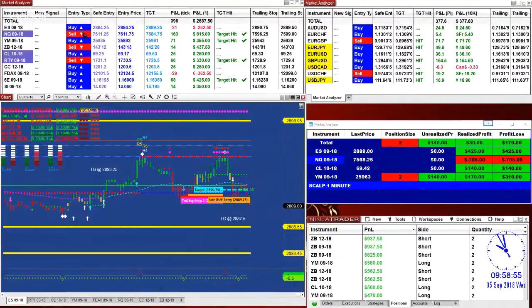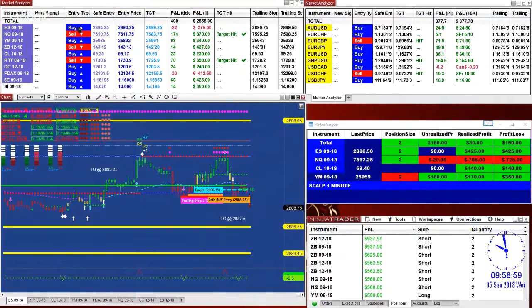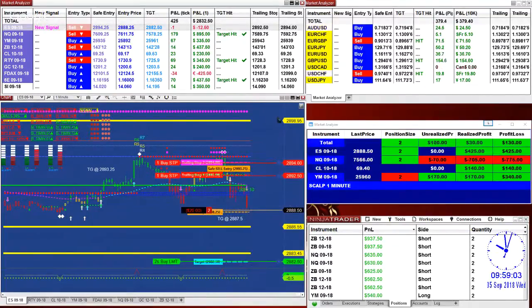Nasdaq, we have a buy ES. Okay, we have a new signal on the ES. The new signal is 88.25, target 82.25.